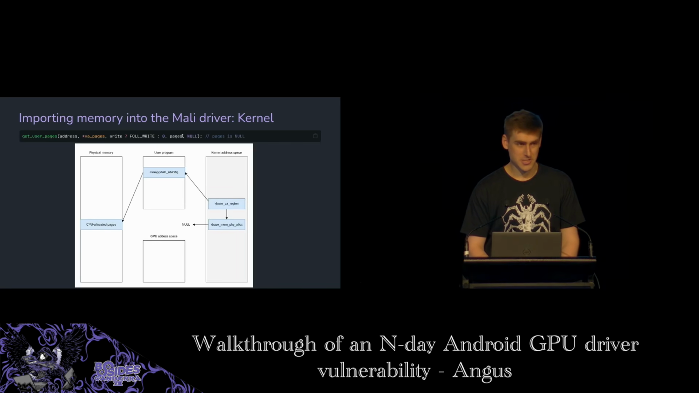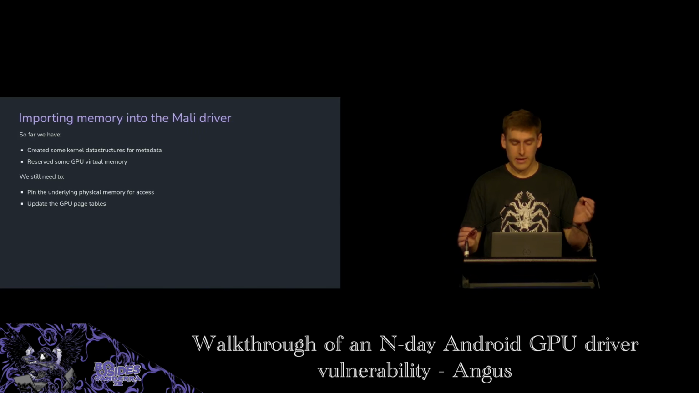Now, because the pages variable was null, it doesn't actually save the location of that physical memory for now, and it's just going to leave the physical allocation struct as having a null pointer for now. The reason is that we're going to actually go and import that a bit later. For now, it's just faulting in that memory. And finally, it's going to reserve that memory in the GPU address space so that nothing else can use it. So far, we've created some metadata, we've reserved some GPU memory, we've faulted in the pages, but we haven't actually pinned them so the kernel can access them yet. So we still need to do that.